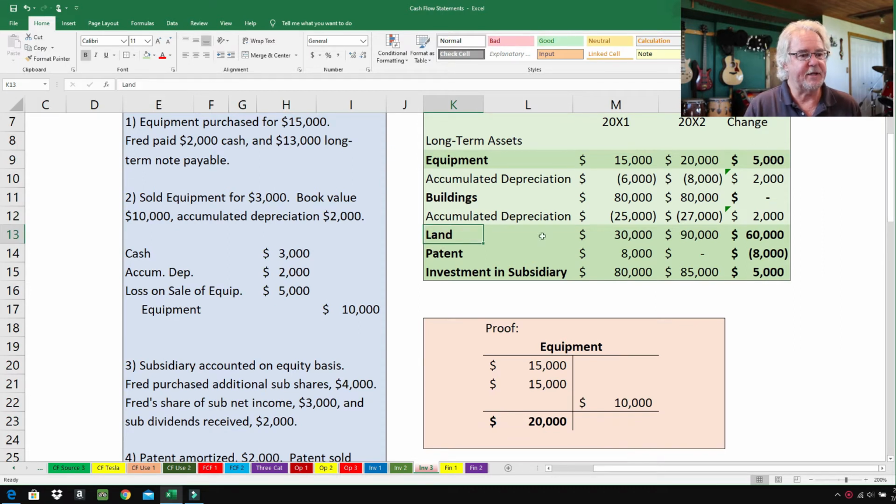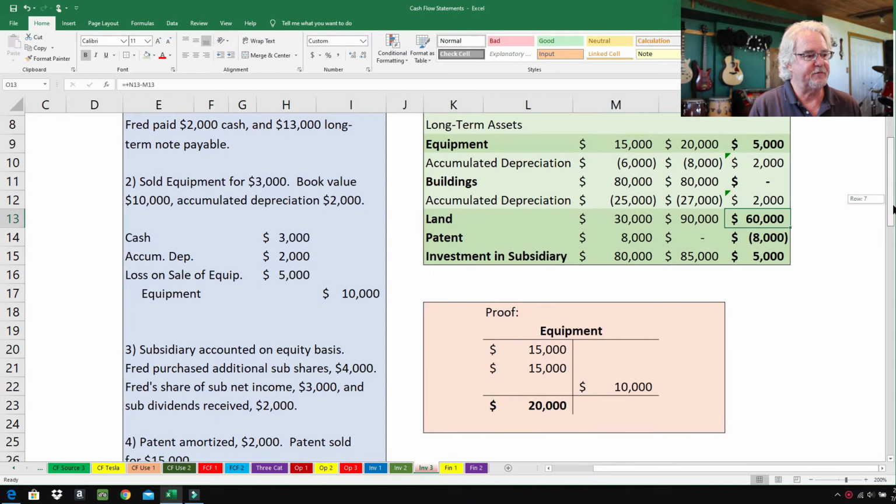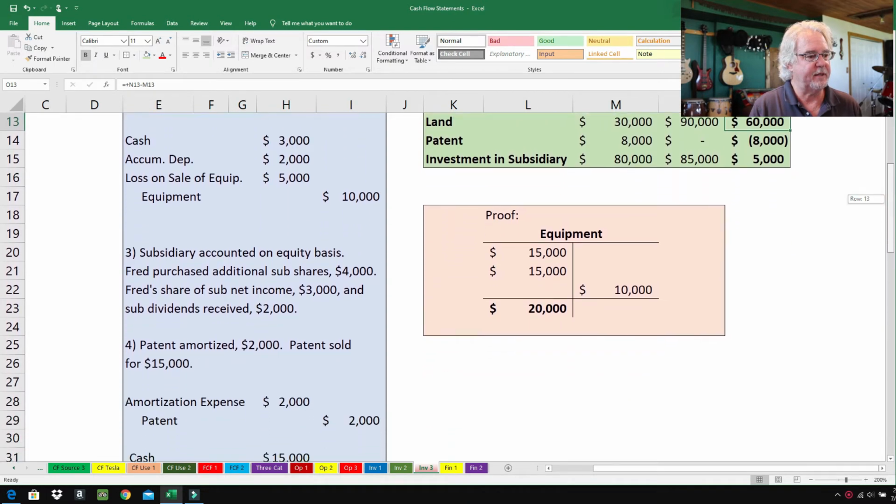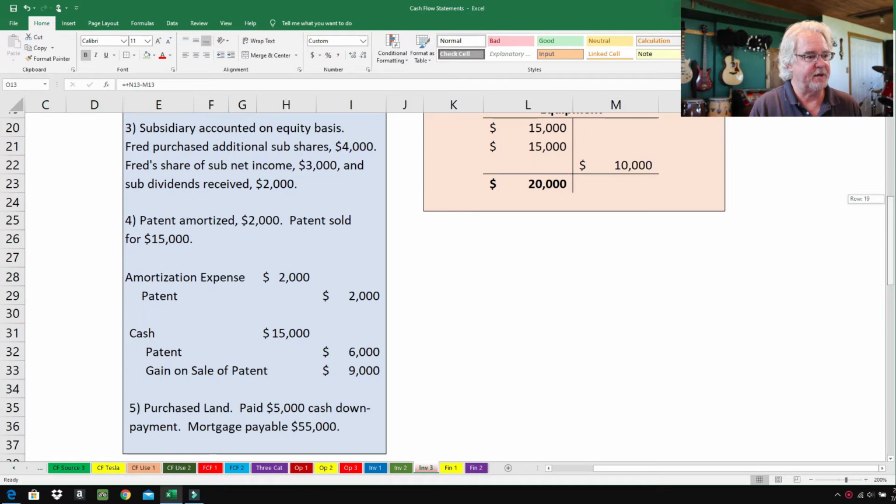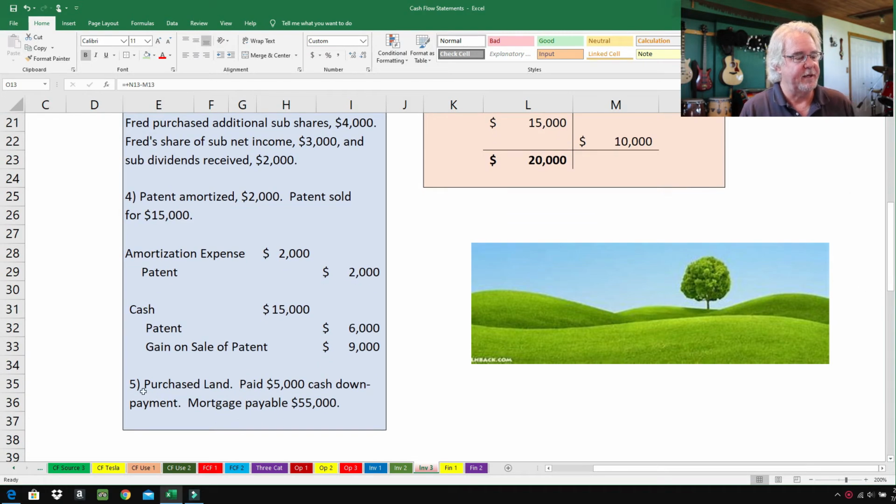Now, coming down here to land, it started out at $30,000. Ended up being $90,000, so land increased by $60,000. It appears that they bought some land, so let's see if that's the case. We have to look in the general ledger, look at journal entries, talk to people, look up documentation, whatever it takes to figure this out. And I've got some information right down here someplace. There it is. Number 5 here. Purchased land. Paid $5,000 cash down payment and a mortgage payable of $55,000.